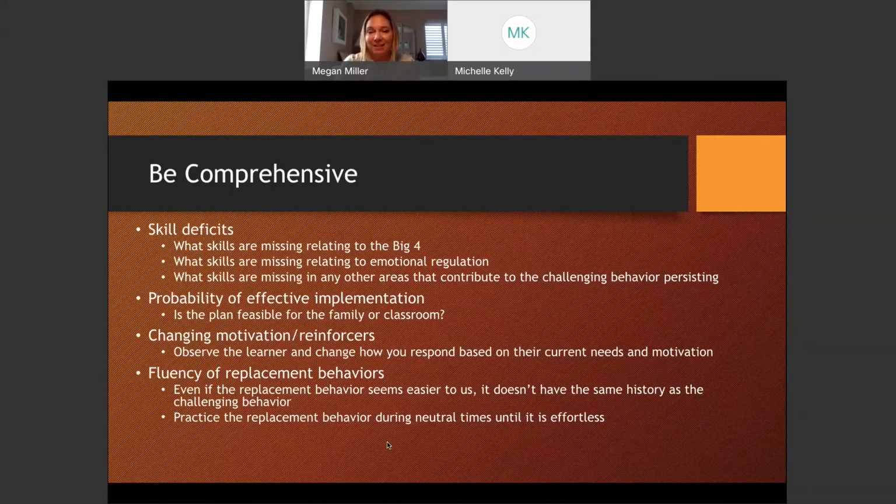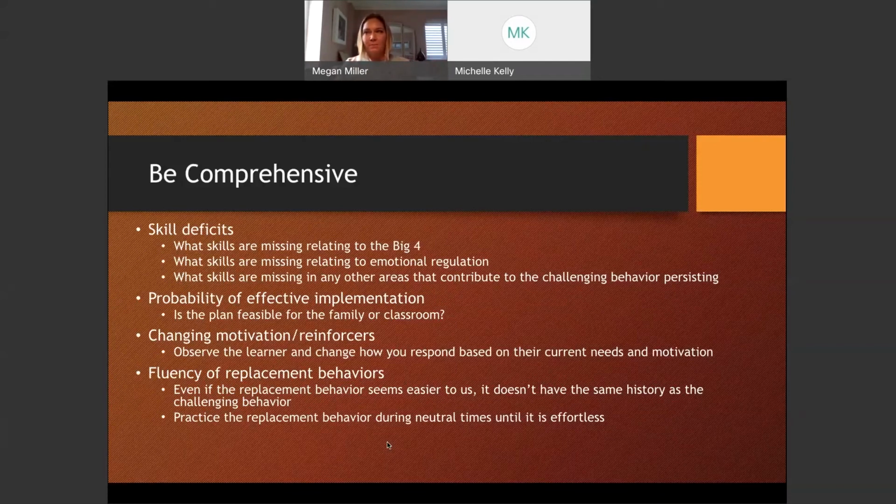Even if it seems easier to us to just take a deep breath instead of throwing our head into a wall, that doesn't mean it's easier for the learner. It doesn't have the same history as the challenging behavior. A lot of the learners we're working with, the responses they're engaging in are stress responses that are immediate for them. It's just 0 to 60.